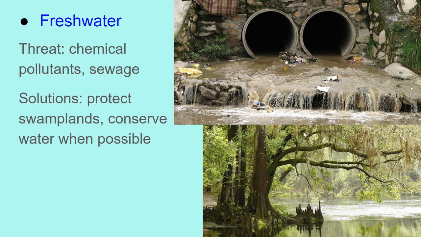But we can also have protected areas like swamplands, and we can conserve water whenever possible, like stop using our freshwater resource as much. If you're brushing your teeth, turn the water off while you brush, and then turn it back on to rinse and spit. That sort of thing. Taking the time to clean up and protect our waterways and then reduce the use of freshwater resources can help protect that natural resource.